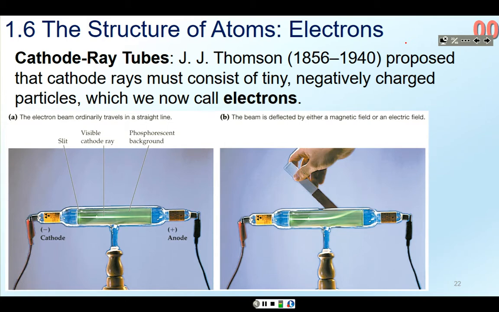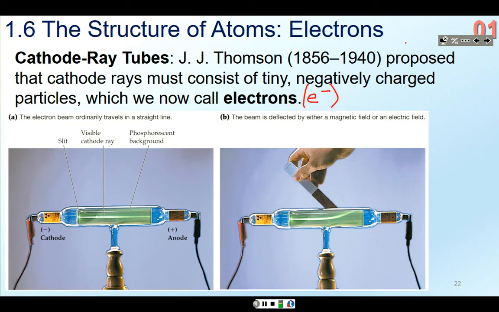And what Thomson proposed was that cathode rays must consist of tiny negatively charged particles that we now describe as electrons. The symbol for an electron will commonly be shown like this. We like abbreviations. And so what do we mean by a cathode ray tube? Well, they knew about cathodes and anodes. They weren't quite sure what was all about them, but they had these names historically.